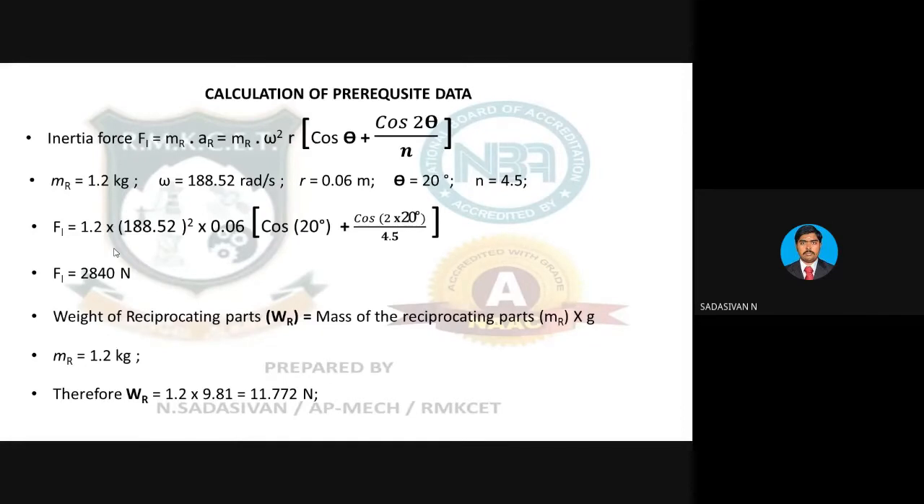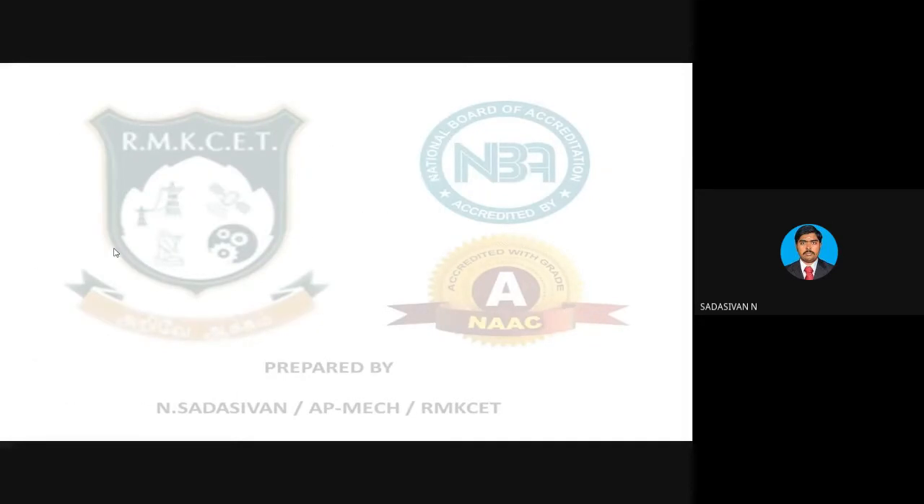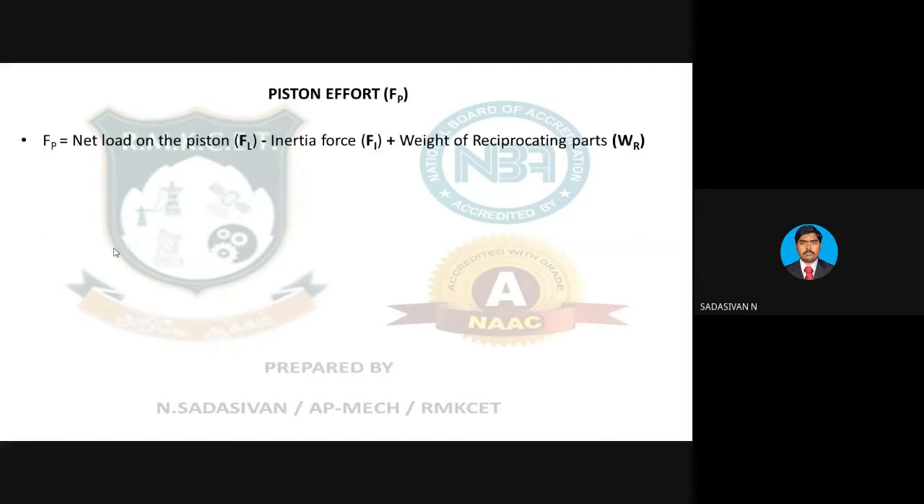W1 is 1.2 into 9.81, which is 11.772 Newton. Okay, so now let us solve for piston effort, the net load on the piston, the first question. That is FL, a default minus symbol, inertia force Fi, plus weight of the reciprocating parts, because theta is 20 degree, piston is moving down. So therefore I am going to take a plus here.